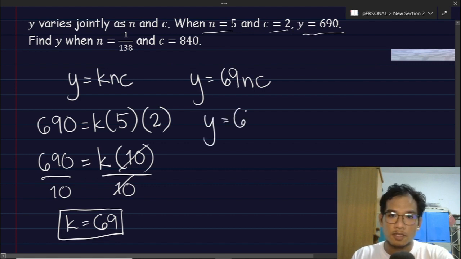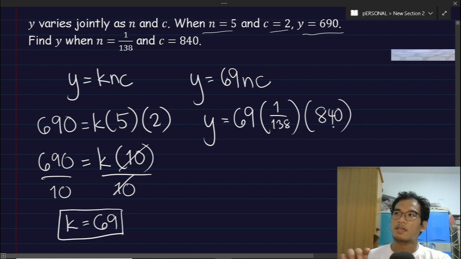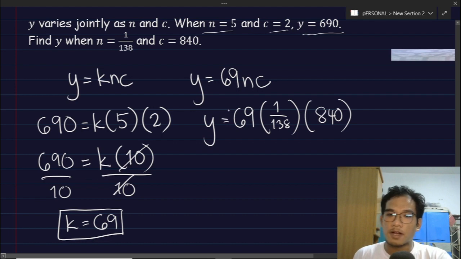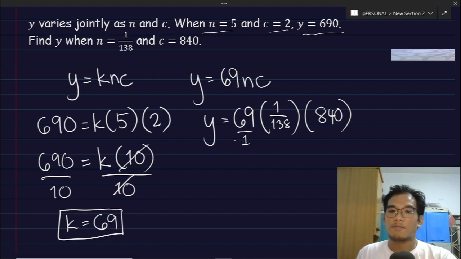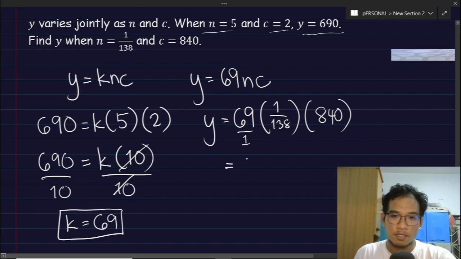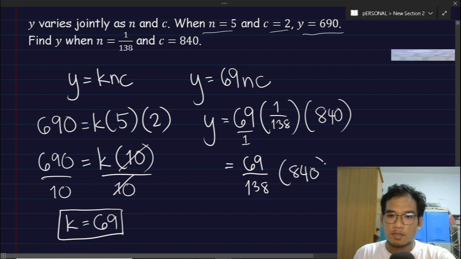So substituting the given values for n and c, we will have this equation. And then 69 times 1 over 138. Di ba pag nagmo-multiply tayo ng number with a fraction, we can treat the whole number as a fraction. So 69 is equal to 69 over 1. And then multiply the numerators: 69 times 1 is 69. 1 times 138 is 138. And then we will have this expression.